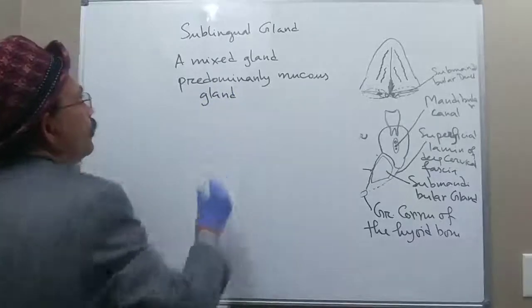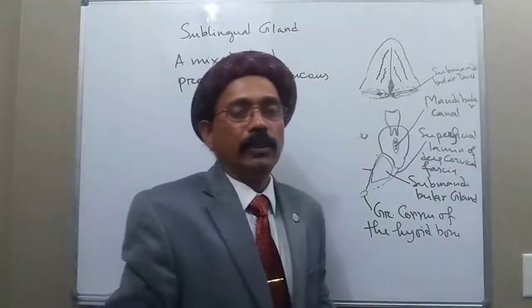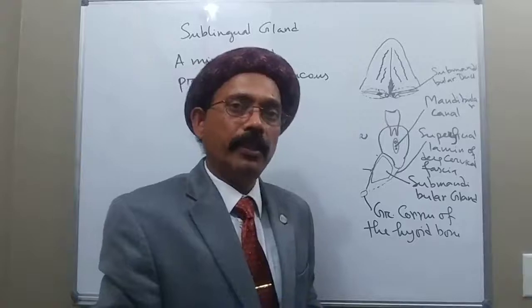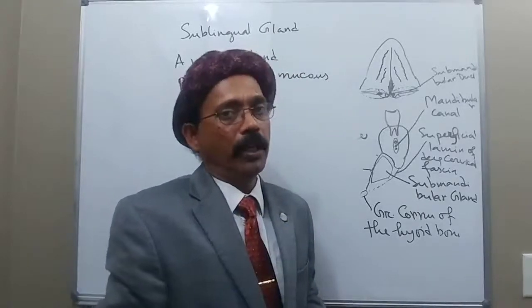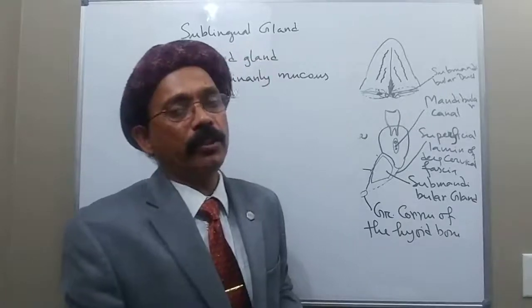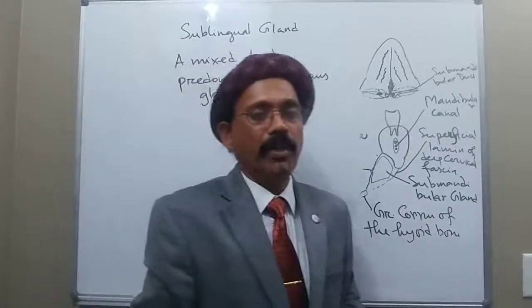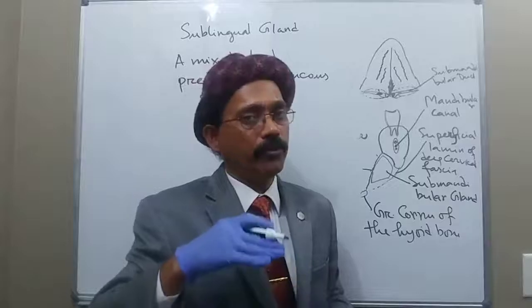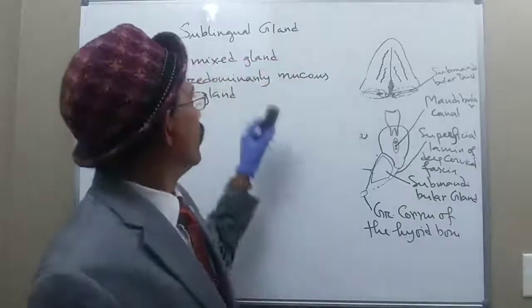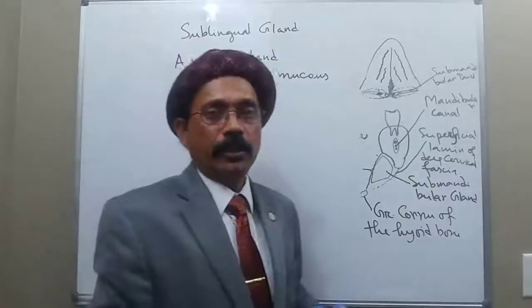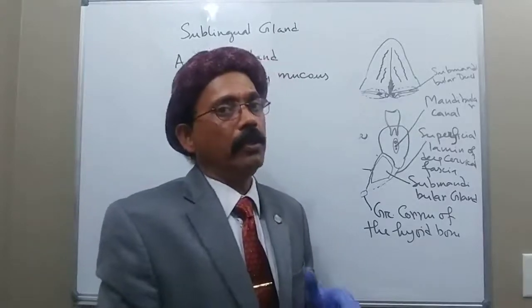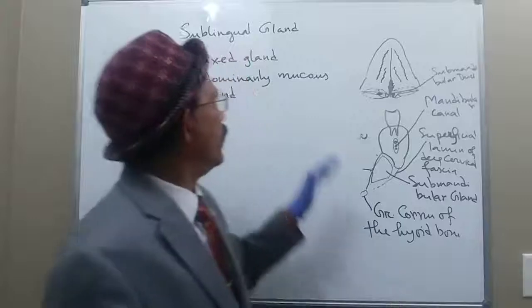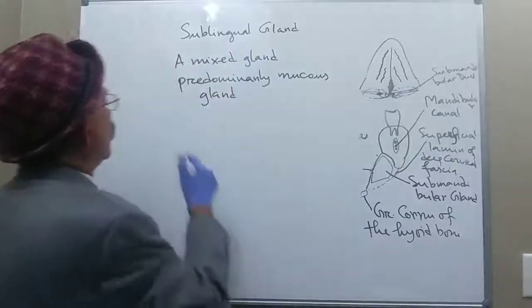We got that. What is the sublingual gland? The sublingual gland is present in the floor of the mouth over the mylohyoid line. Please remember, the superficial part of the submandibular gland is below the mylohyoid line posteriorly, but the sublingual gland is located in the floor of the mouth in front of the deep part of the submandibular gland, and it is above the mylohyoid line.